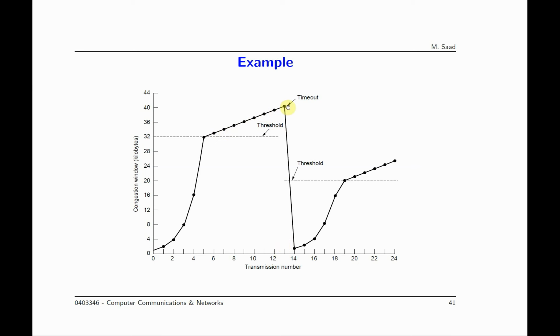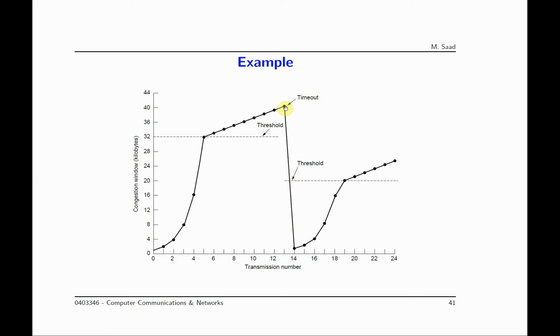Let me slow down the description again. What happens at that time? It means at transmission 13, I'm sending 40 kilobytes as 40 segments. Each one of them is 1K, again, because 1 MSS is equal to 1K. So I'm sending 40 segments, waiting for 40 acknowledgements. If I get them all, I would increase again. However, in this example, I'm assuming that at that transmission, I'm getting a timeout. At least one of these 40 acknowledgements is not arriving in time. So I get a timeout.